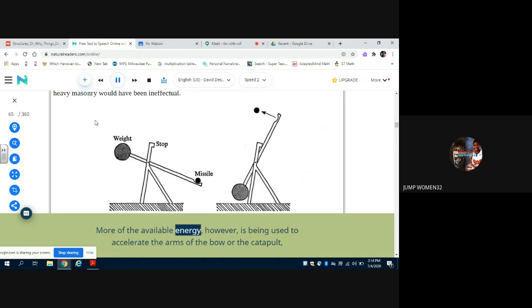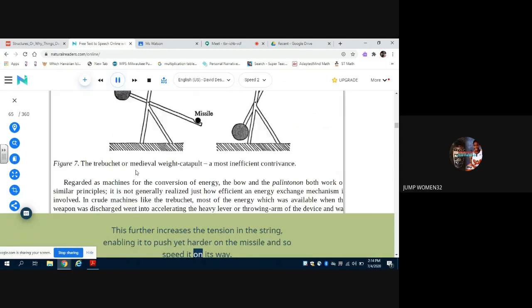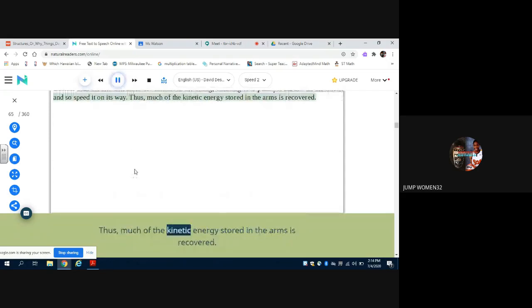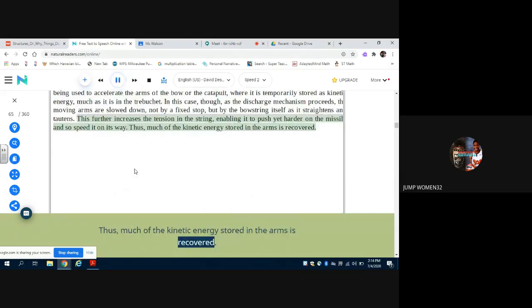More of the available energy, however, is being used to accelerate the arms of the bow or the catapult, where it is temporarily stored as kinetic energy, much as it is in the trebuchet. In this case, though, as the discharge mechanism proceeds, the moving arms are slowed down, not by a fixed stop, but by the bowstring itself as it straightens and tautens. This further increases the tension in the string, enabling it to push yet harder on the missile and so speed it on its way. Thus, much of the kinetic energy stored in the arms is recovered.